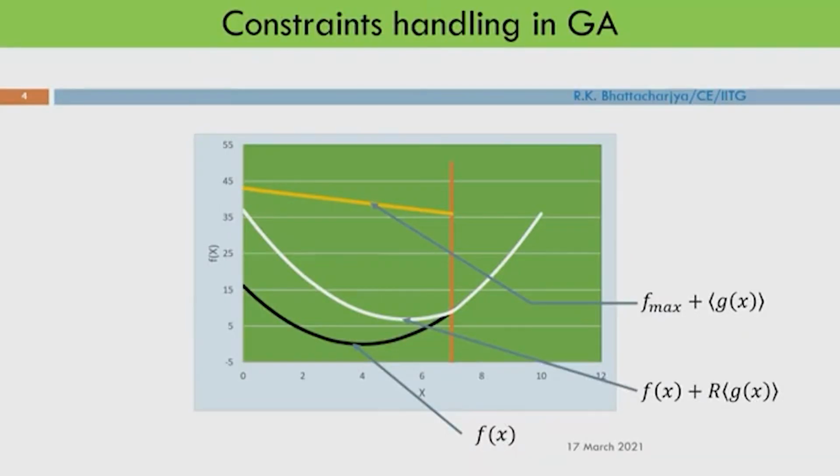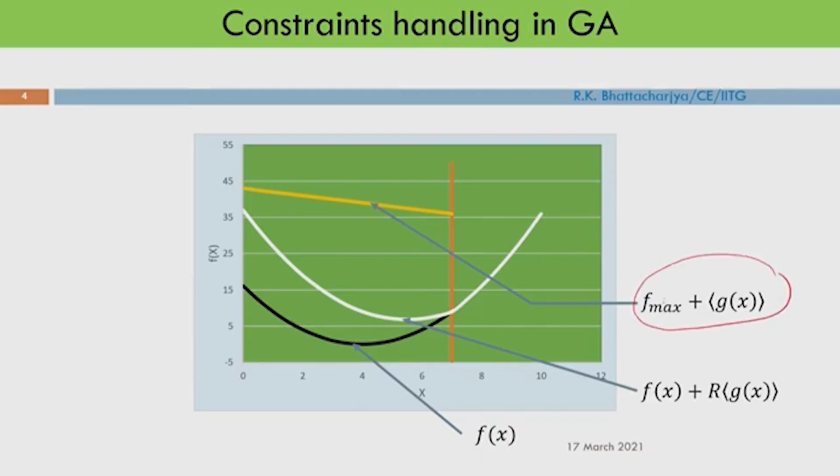But in case of GA, as we are not using the gradient information, our penalty parameter function may be different. So, I can use a different penalty parameter function. Let us see what I can do in case of GA. In case of GA, I can write this function something like this.